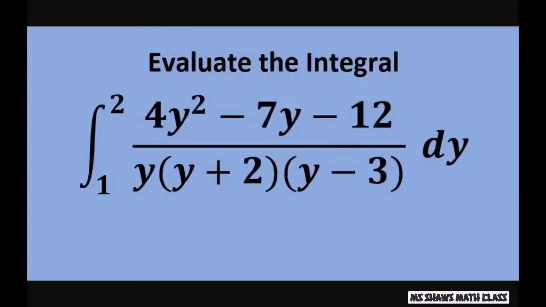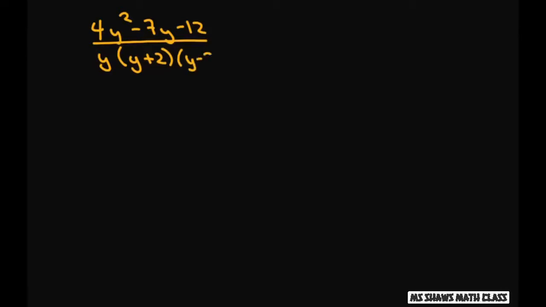Hey everyone, we're going to evaluate the definite integral given here. The first thing we're going to have to do is use partial fraction decomposition. So what we have is the integrand (4y squared minus 7y minus 12) divided by y times (y plus 2) times (y minus 3).